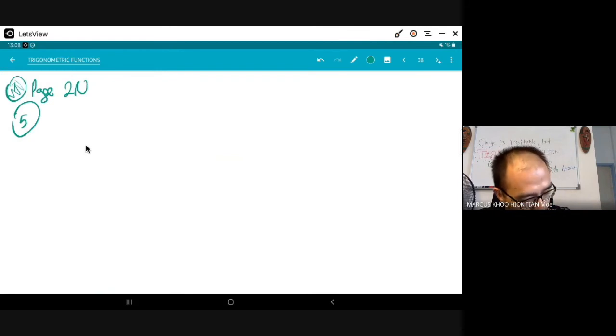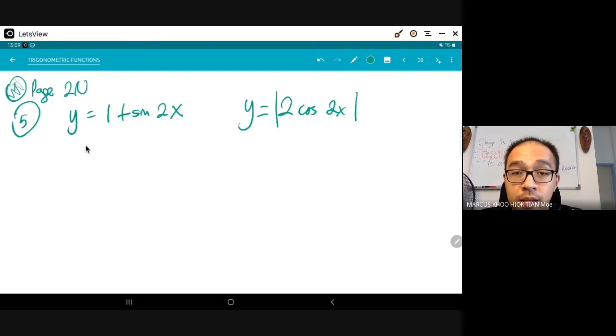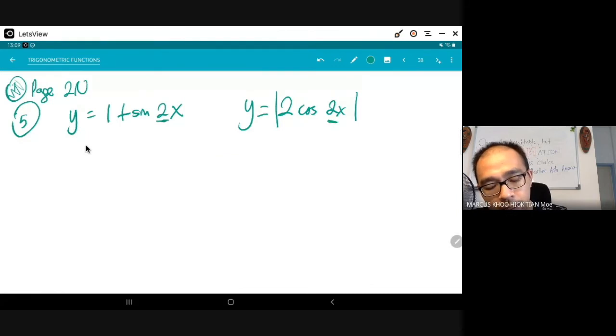So question number 5, it says that you're supposed to draw on the same axis the graphs of the trigonometric functions y equals 1 plus sine 2x and y equals 2 cos 2x. So now you have two trigonometric functions. Now, the good news is both of these have b equals 2, so you will have the same period lah. I'm going to call this y1 and I'm going to call this y2.